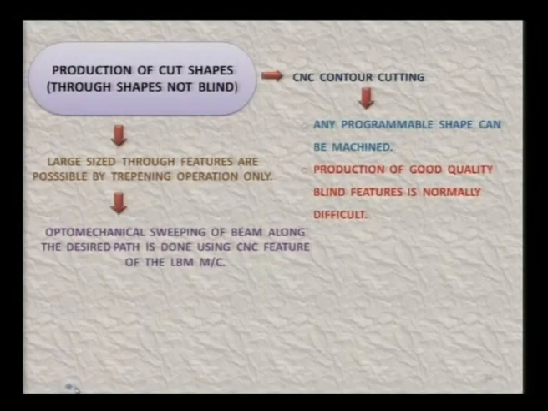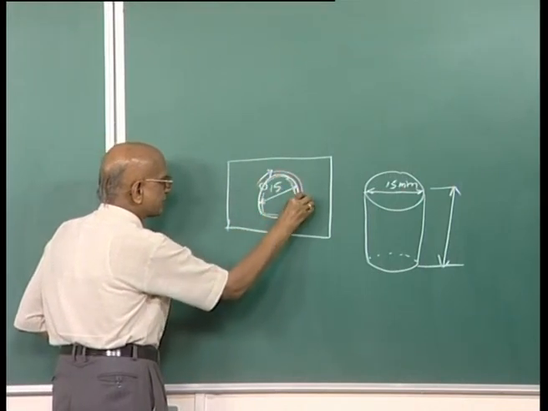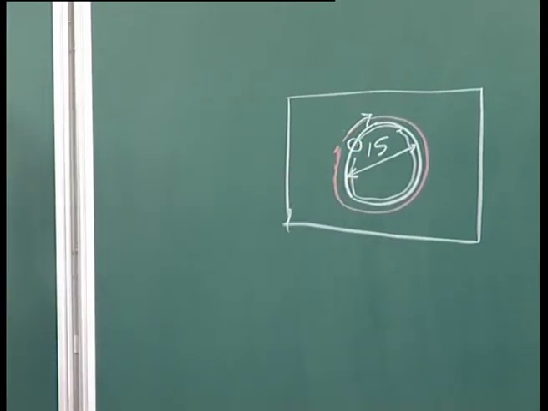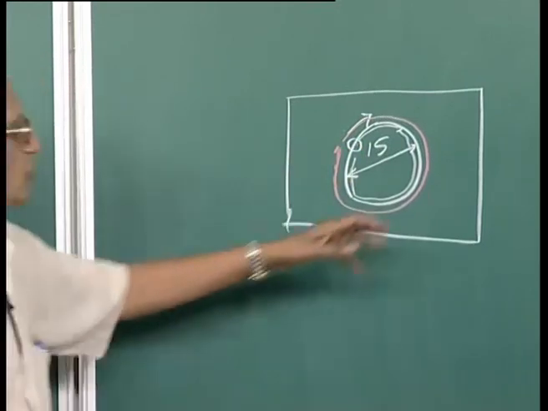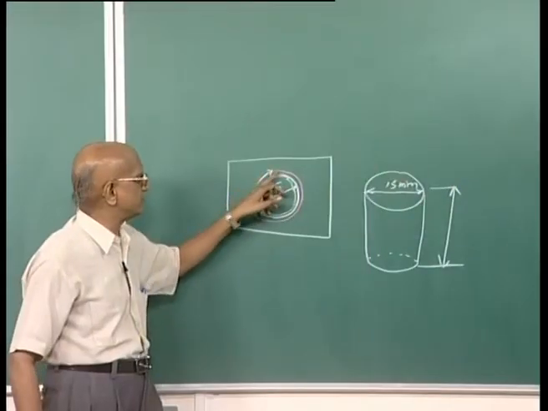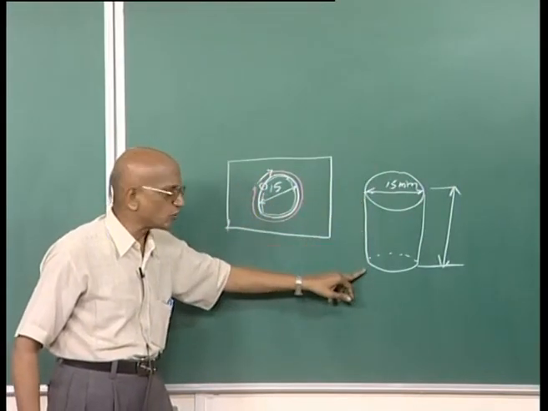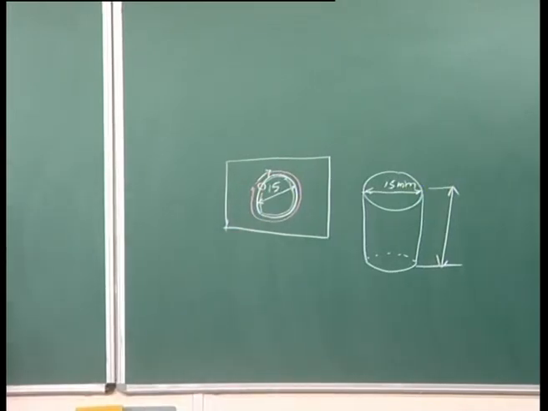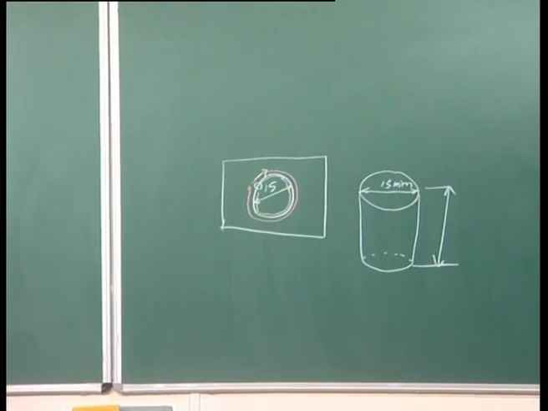Then optomechanical sweeping of the beam along the desired path is done using the CNC feature of the LBM machine, which I have already explained: the beam has to move along this periphery at proper feed rate, because this beam has to cut the whole of this material either in one go, or you may take more than one go, that means more than one pass for removing the material by the trepanning operation.